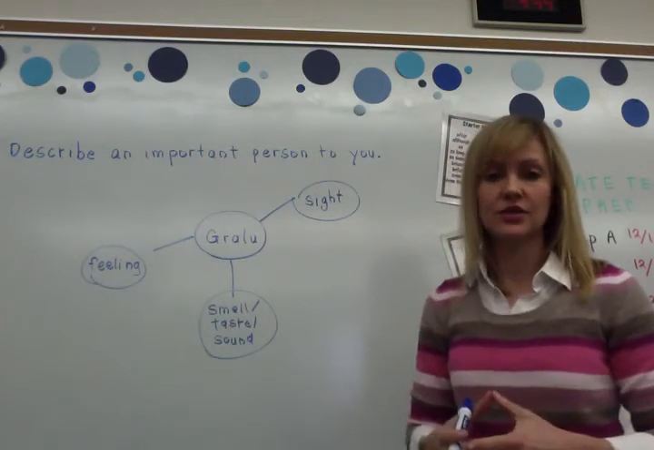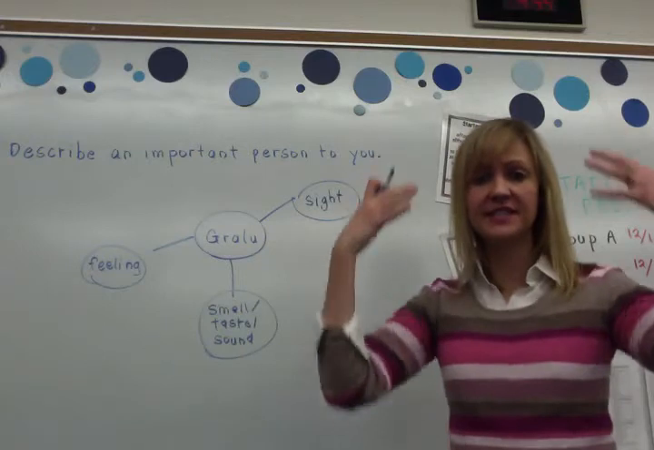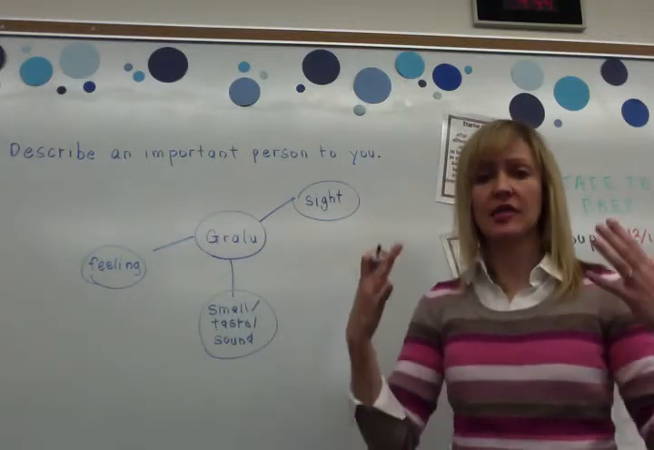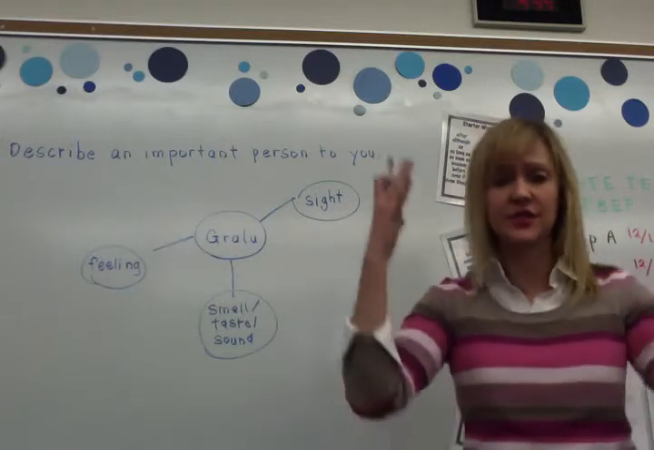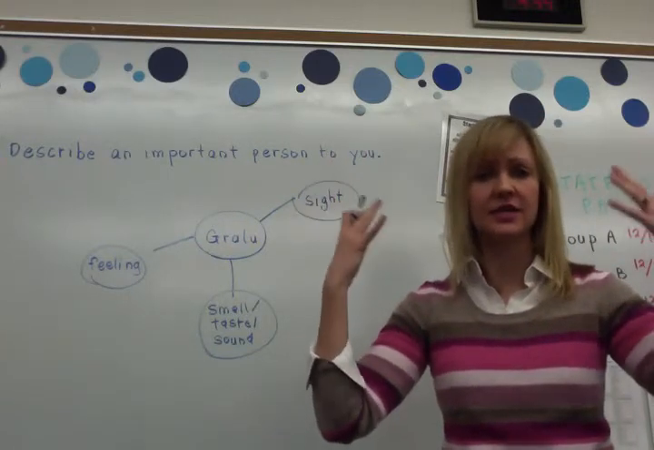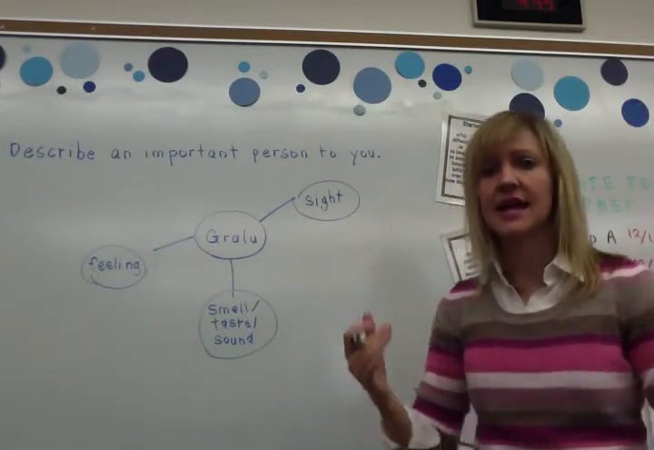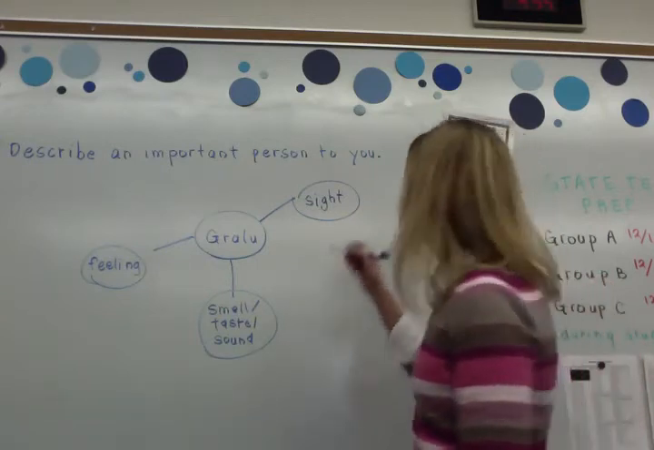The main thing I want to explain to you is that you will not describe the physical person. It's more memories, things that remind you of this person. For instance, sight, I'm not going to describe how tall she is, like 5'5". I'm not going to describe what color her hair is. Instead, I'm going to write things that I see that remind me of her.